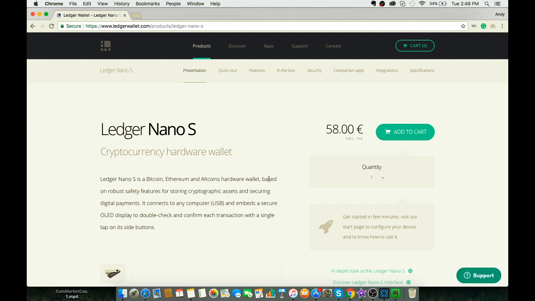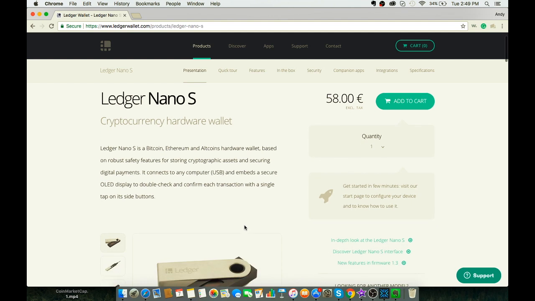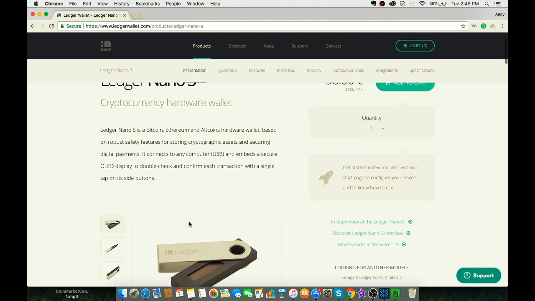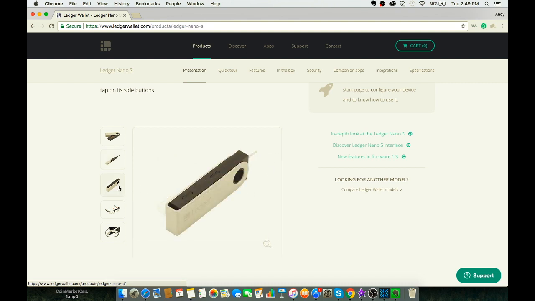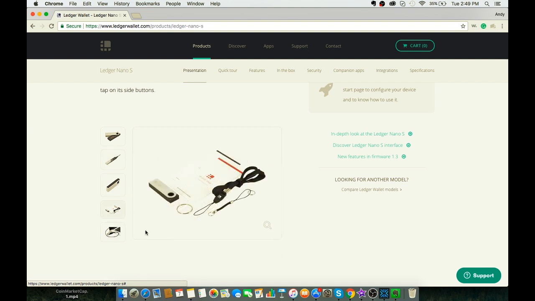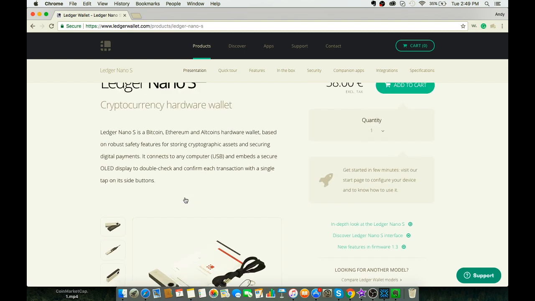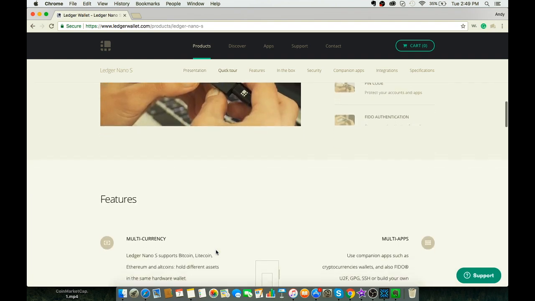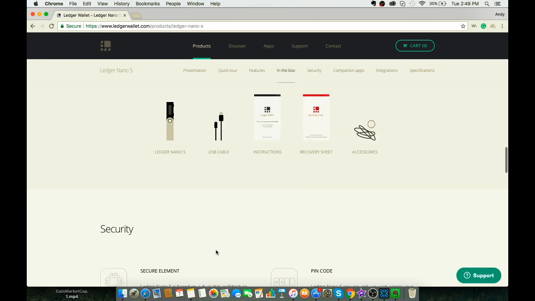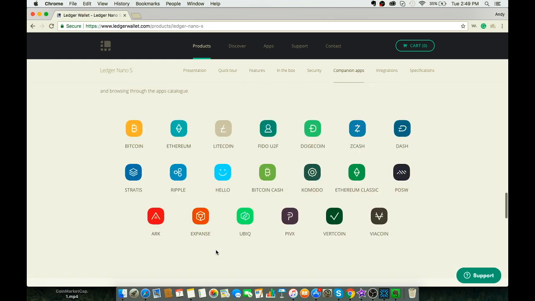So the Ledger Nano S is, as I mentioned, a cryptocurrency hardware wallet. It supports Bitcoin, Ethereum, and other altcoins as well. And it has a lot of safety features for storing your assets and securing digital payments. It connects to any computer using a USB cable right here. And it comes in this box with a couple other things, including a cheat sheet for your password phrase, your password code. So you can find out more about it here, but I'm just going to give you a quick tour about the Ledger Nano S and the security.